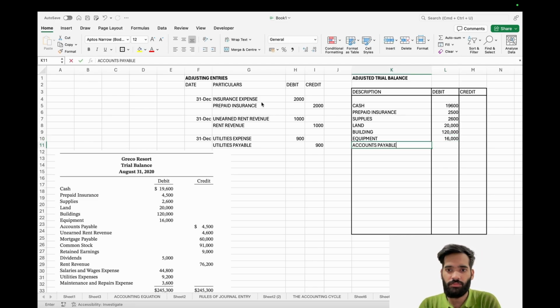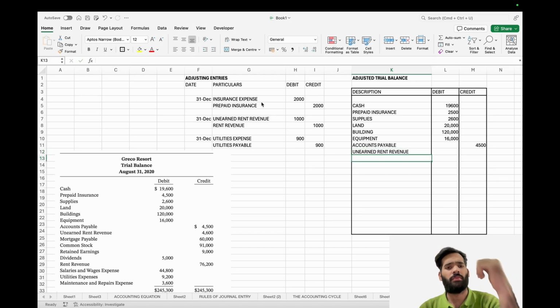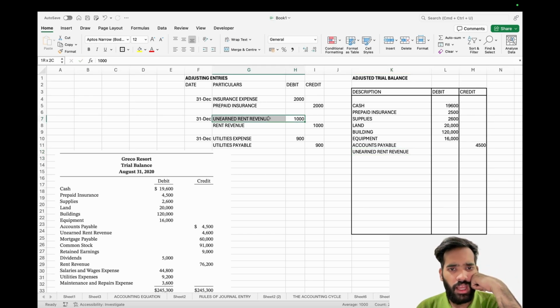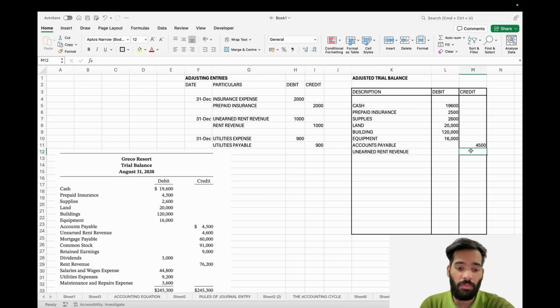Accounts payable, which is 4,500, since again in the adjusting entries these are not affected. Unearned rent revenue. Okay, unearned, let me write again, unearned rent revenue. So let's see, is it affected? Debit, it's a liability, so debit means it's decreasing. So if originally I had 4,600 and then I decreased it by 1,000, that means the remaining balance will be 3,600.